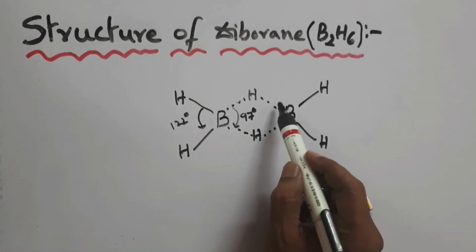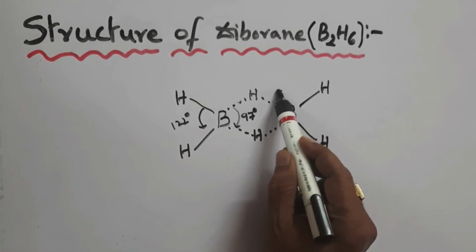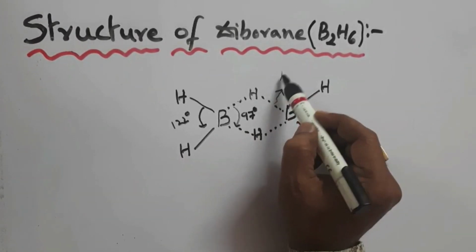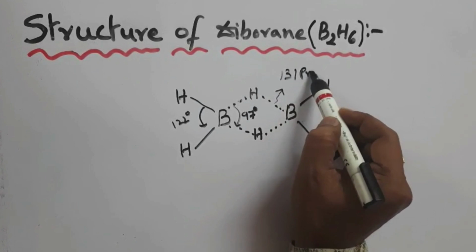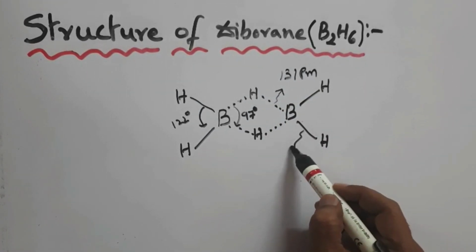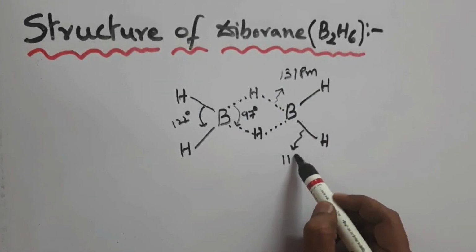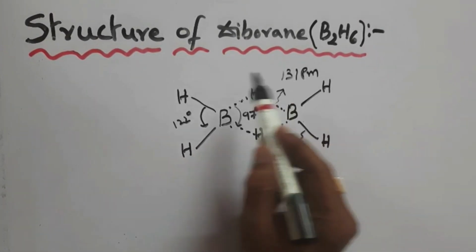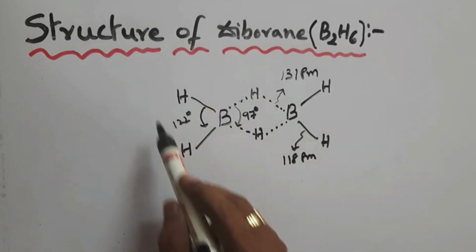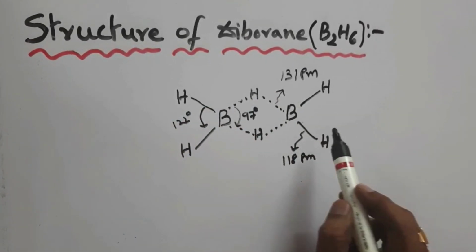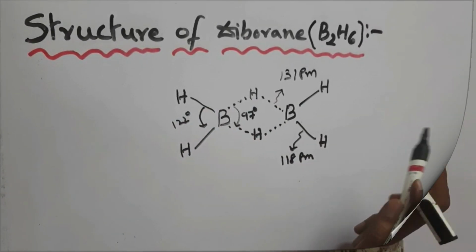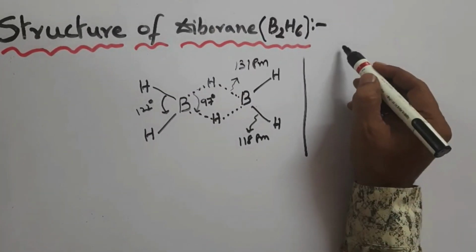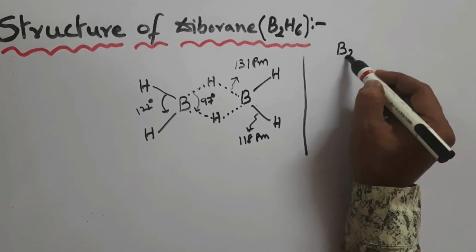Now, even the BH bond lengths are different. For example, this BH bond length is 131 picometers, whereas this BH bond length is 118 picometers. So now we need to explain this structure of diborane using our orbital theory. So in diborane, the central atom is boron.